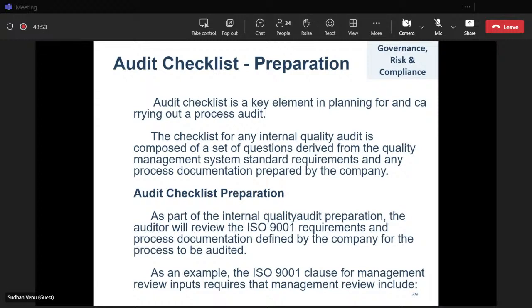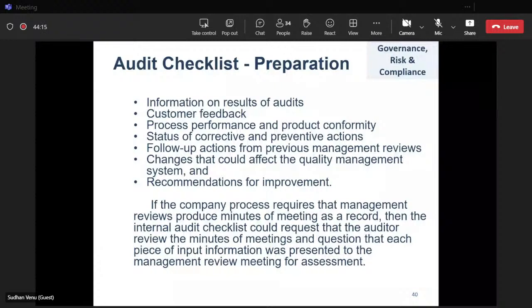When preparing the audit checklist as part of the internal quality audit preparation, the auditor will review the ISO 9001 requirements and the process documentation defined by the company for the process to be audited. For example, in ISO 9001, the clause for management review inputs requests information on the results of audits, customer feedback, process performance and product conformity, the status of corrective and preventive actions, follow-up actions from previous management reviews, changes that could affect the quality management system, and recommendations for improvement. These are the things mentioned in the audit checklist.